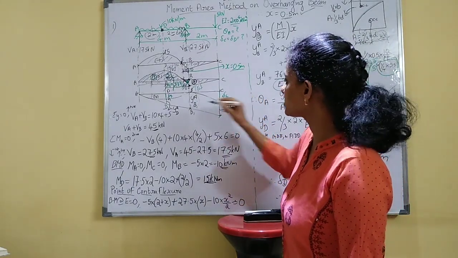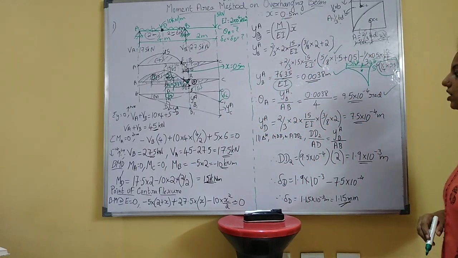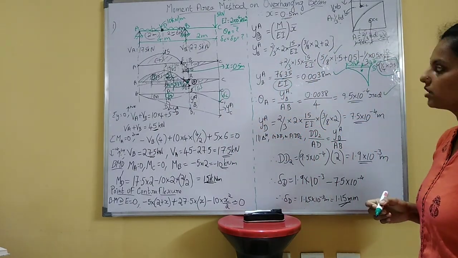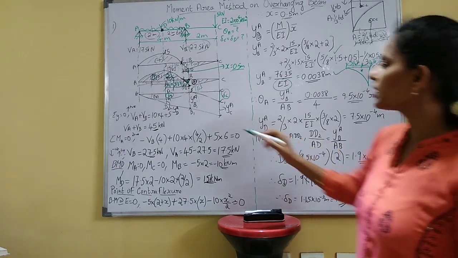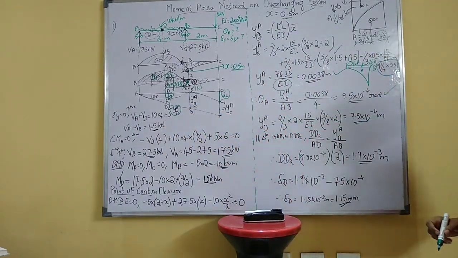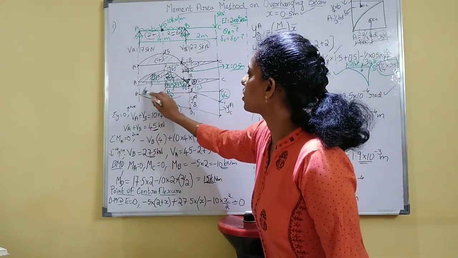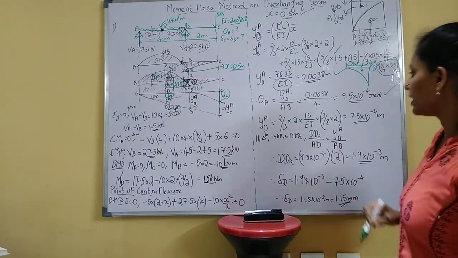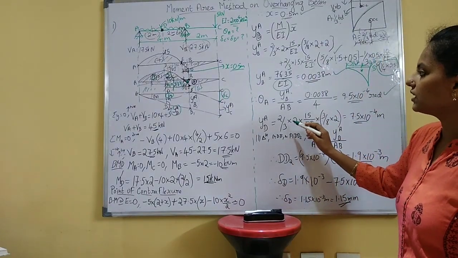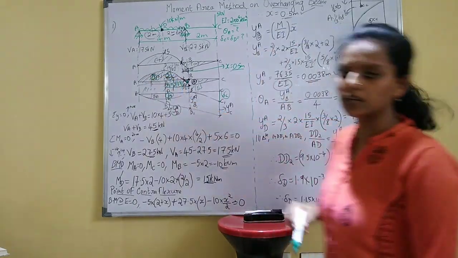Now to find the deflection, first we'll find delta D and then delta C. Similarly to what you have studied in the simply supported beam, first find YAD, YDA. So the region is from D to A. This is your region D to A. There you will have only one region.